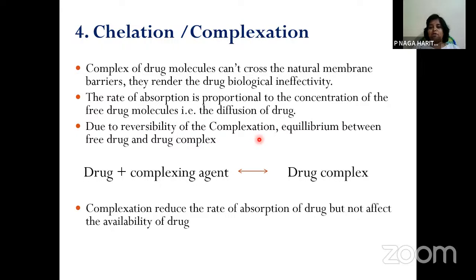So due to reversibility of the complexation, there is an equilibrium between the free drug and the drug complex. So this is a reversible reaction. It is not an irreversible reaction. So the drug plus complexing agent is a reversible reaction forming a drug complex. The complexation reduces the rate of absorption of the drug but does not affect the availability of the drug. So the amount of the drug that is responsible for getting absorbed is going to be affected, but the bioavailability of the drug is not going to be changed because of the complexation property.